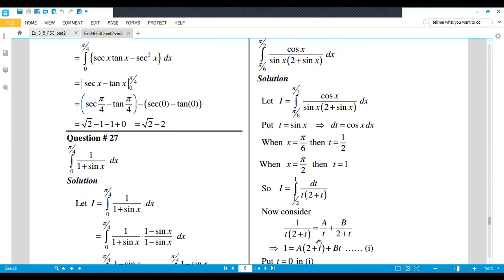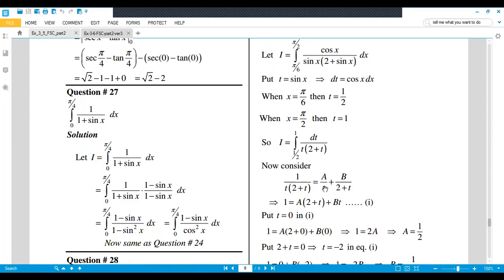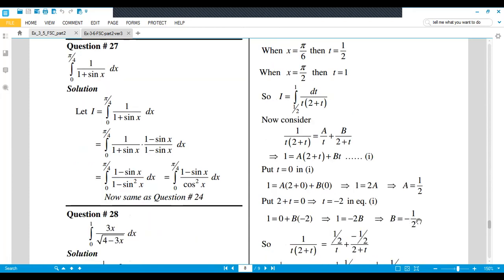This you get. Now you solve it by partial fractions. Without the integral, you take the value A over t plus B over (2 plus t). When you put t equal to 0, because t has no value there, we get the value of A as 1 over 2, just like in the previous exercise we did. When you put t equal to minus 2 in this equation, you get the value of B.